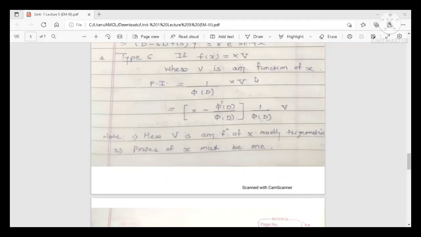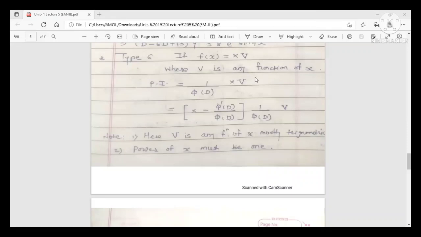In the first unit, linear differential equations with constant coefficients. In the last lecture, we discussed type 5 or case 5 of the shortcut method. The shortcut method is used to find the particular integral of linear differential equations with constant coefficients. Now here is type 6 or case 6 of the shortcut method.